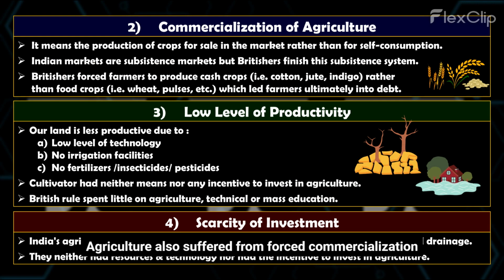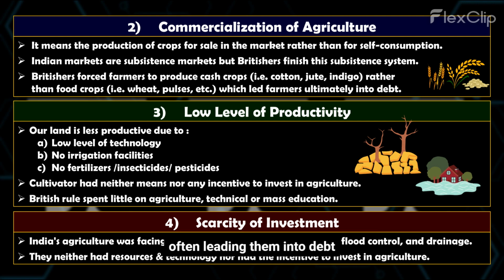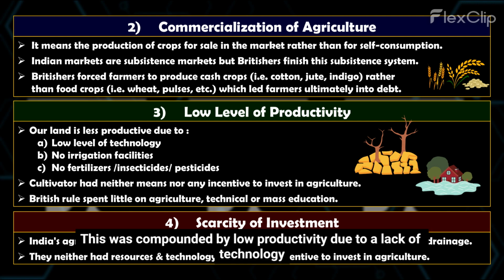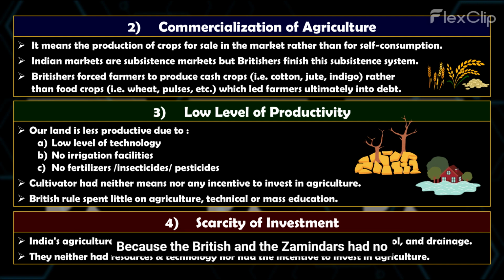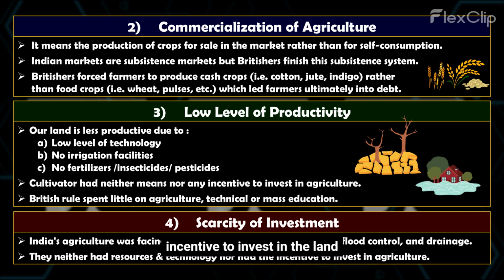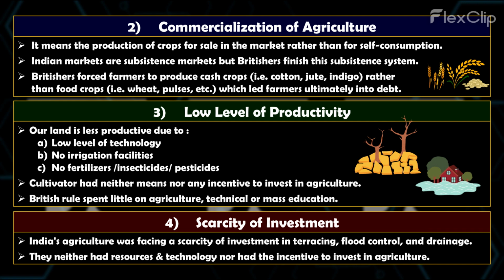Agriculture also suffered from forced commercialization, where farmers were pressured to grow cash crops like indigo and jute instead of food crops for self-consumption, often leading them into debt. This was compounded by low productivity due to a lack of technology, irrigation, and fertilizers. Because the British and the zamindars had no incentive to invest in the land, India's agriculture faced a chronic scarcity of investment in basic infrastructure like flood control and drainage.